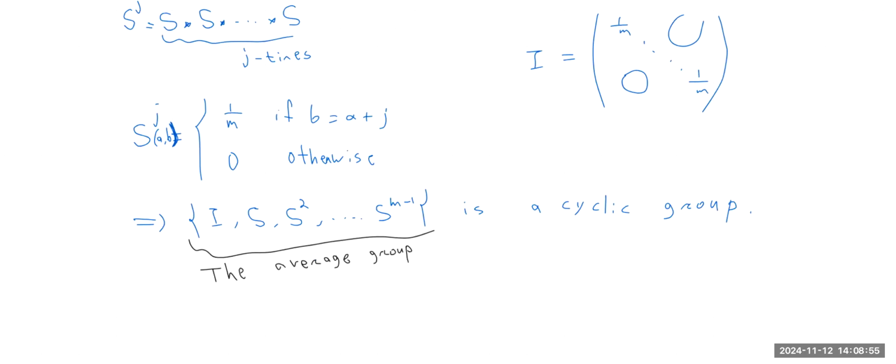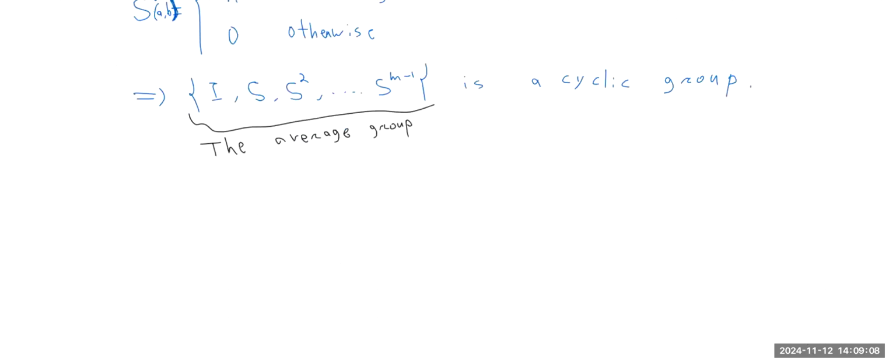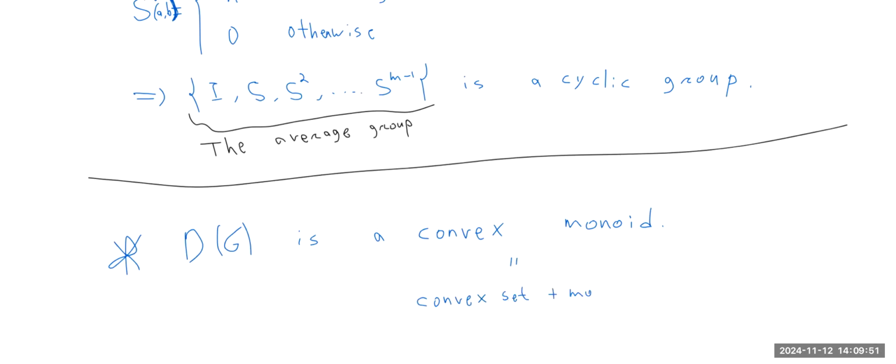One thing I forgot to say, and this is exactly what I wanted to say here, before we move to simplicial distribution: D_G is a convex monoid. Let me remind you what that means. A convex monoid is a monoid, first of all, so we have a product and a unit, but it's also a convex set, plus the property that makes them act well together.